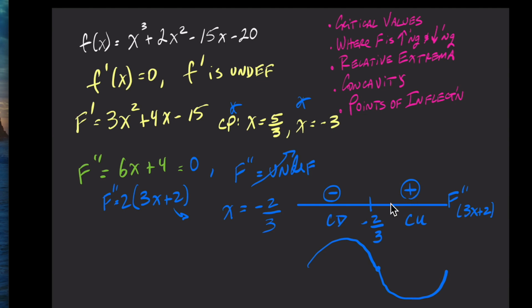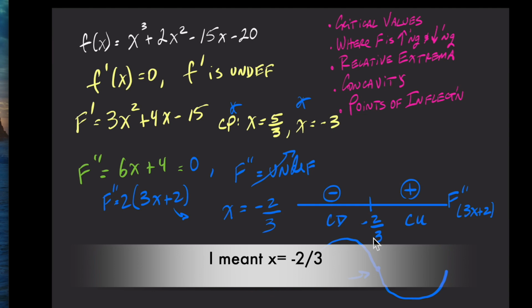Now, because there's a change in concavity, specifically f is changing from concave down to concave up, this becomes a point of inflection. So a point of inflection is the last on our to-do list. x equals 2/3 is indeed a point of inflection.